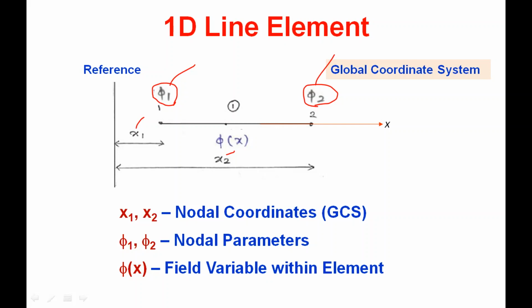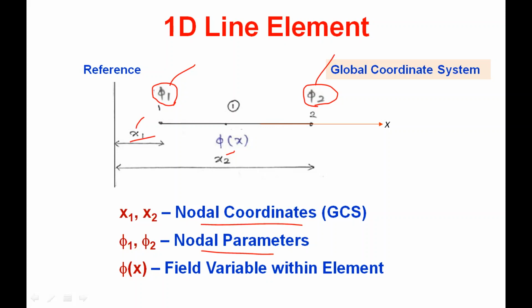But in this one-dimensional line element, we are assuming only two end nodes, and at each node we are placing only 1 degree of freedom, like this pi 1 and pi 2. So this pi 1 and pi 2 are called nodal parameters. X1 and x2 are called nodal coordinates.